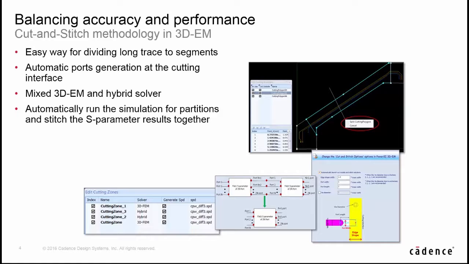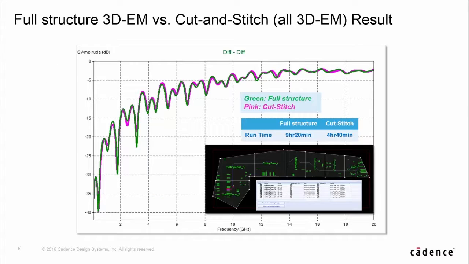It can provide a complete and automatic way to divide long traces into partitions and automatically generate ports at the boundary. It allows you to select the solver at any partition and run simulation, and finally cascade the S-parameters coming from each partition automatically. Here is the correlation data of 3DEM cut-and-stitch compared with 3D full structure.